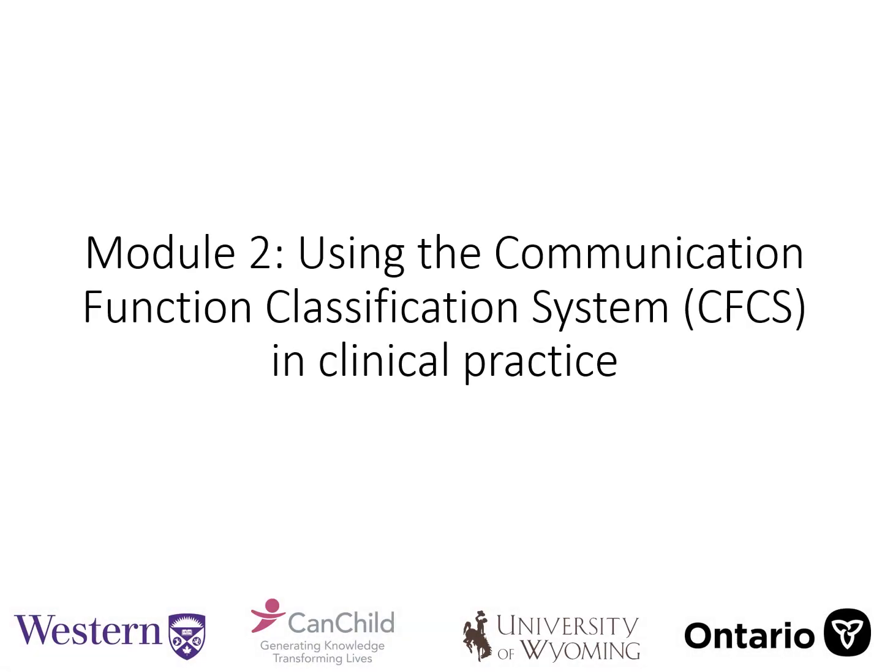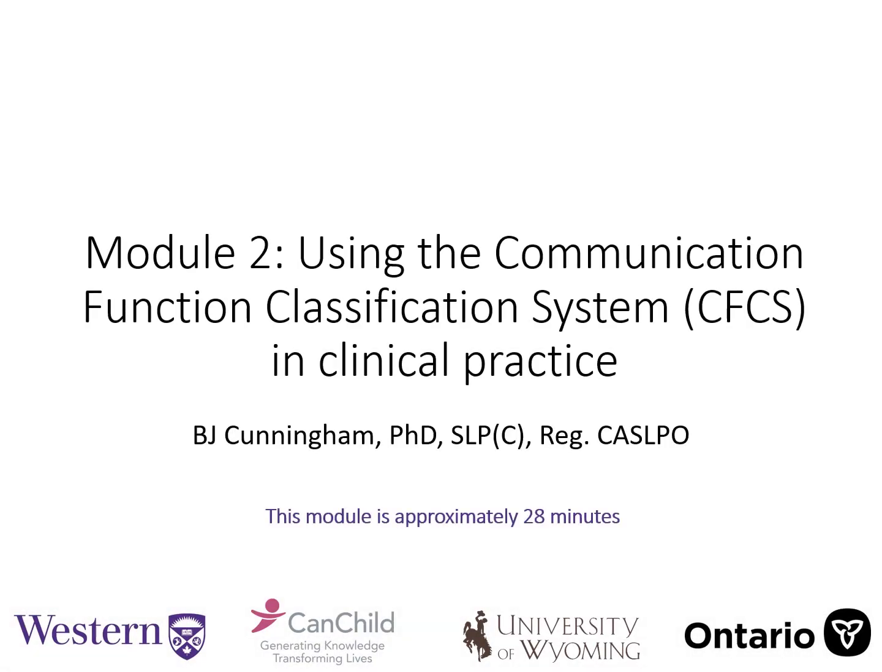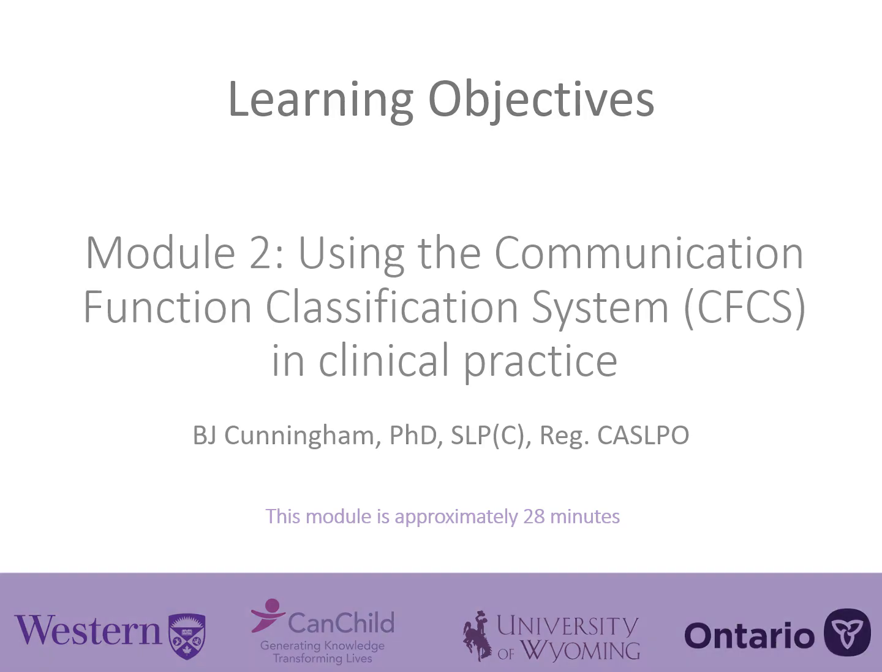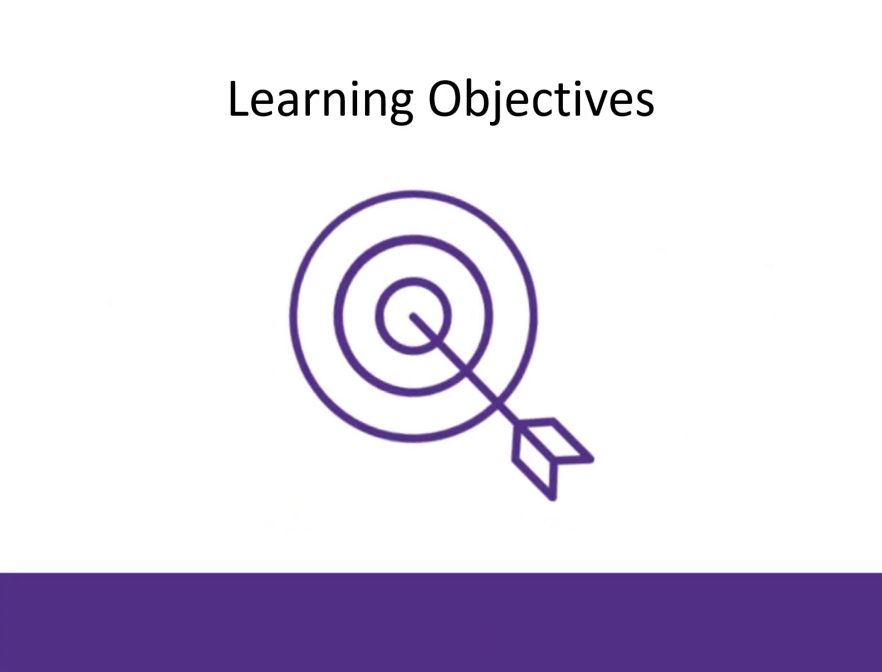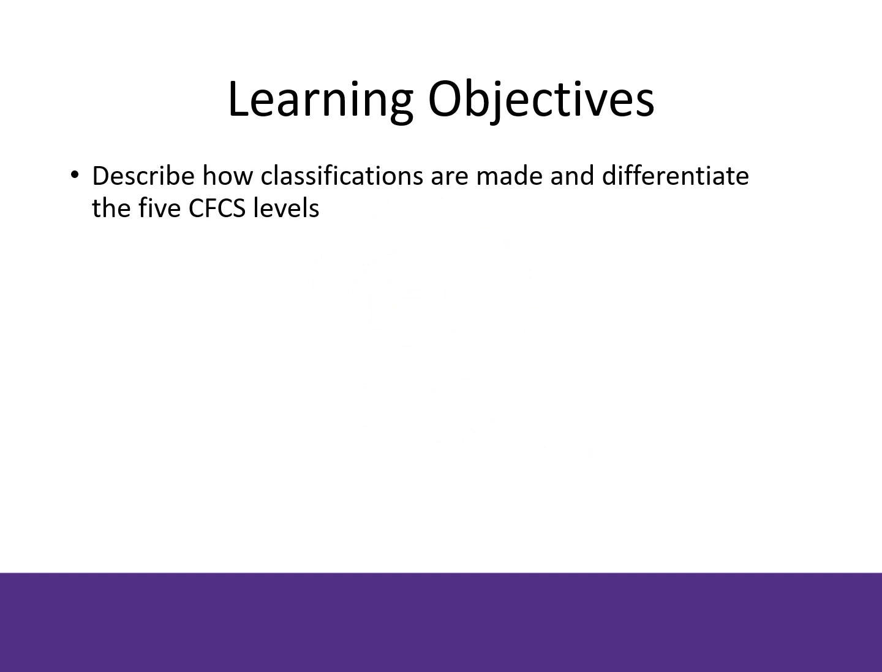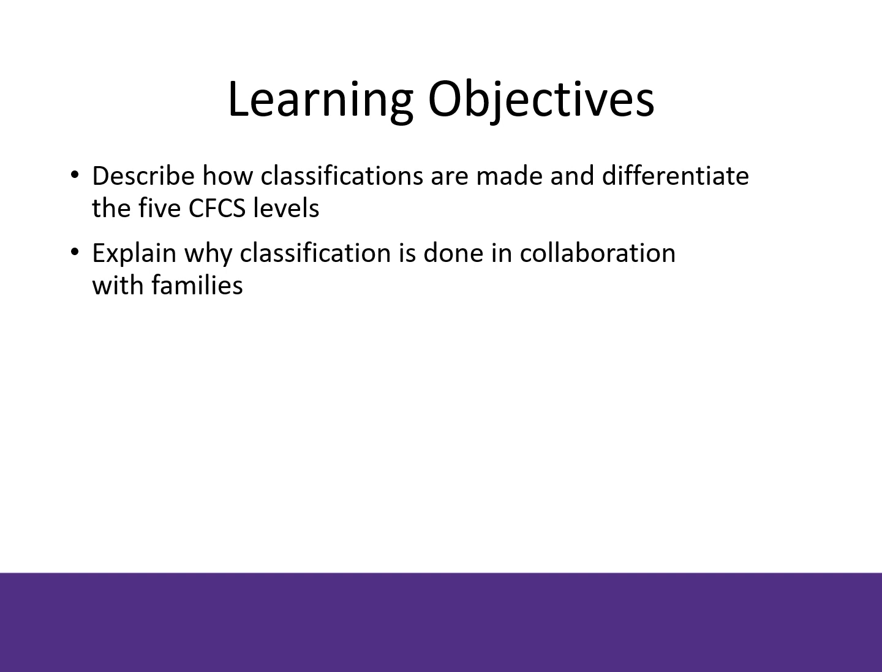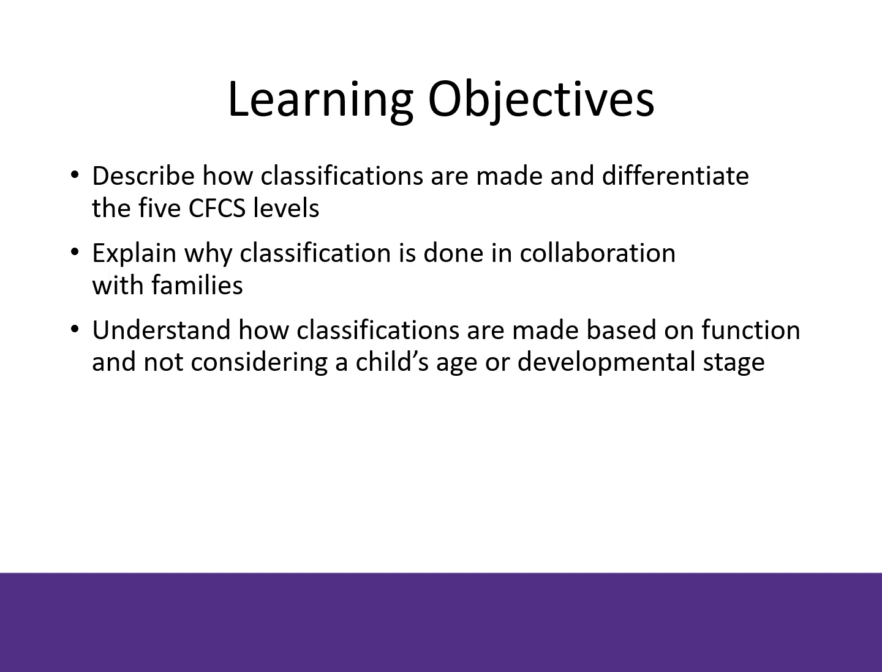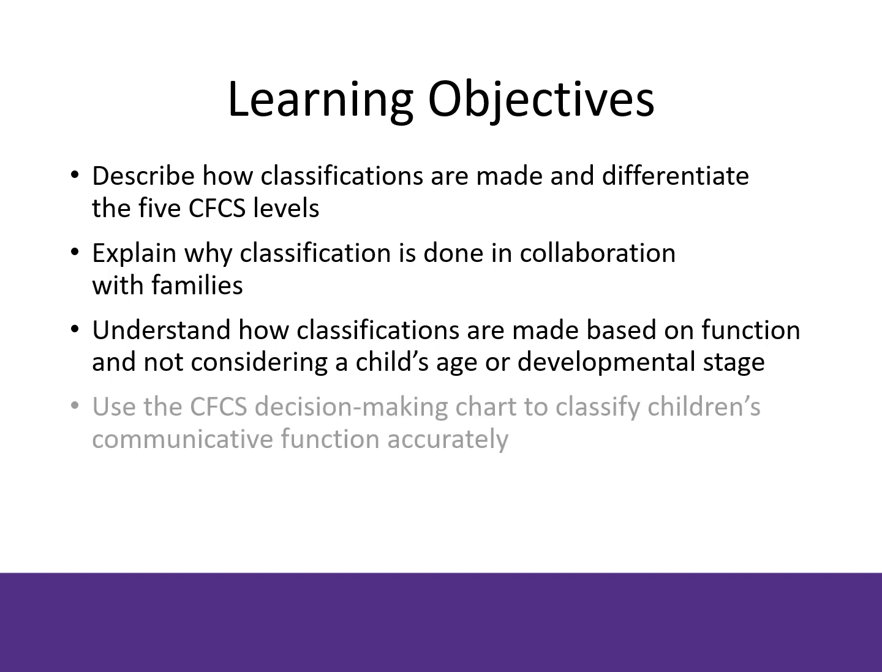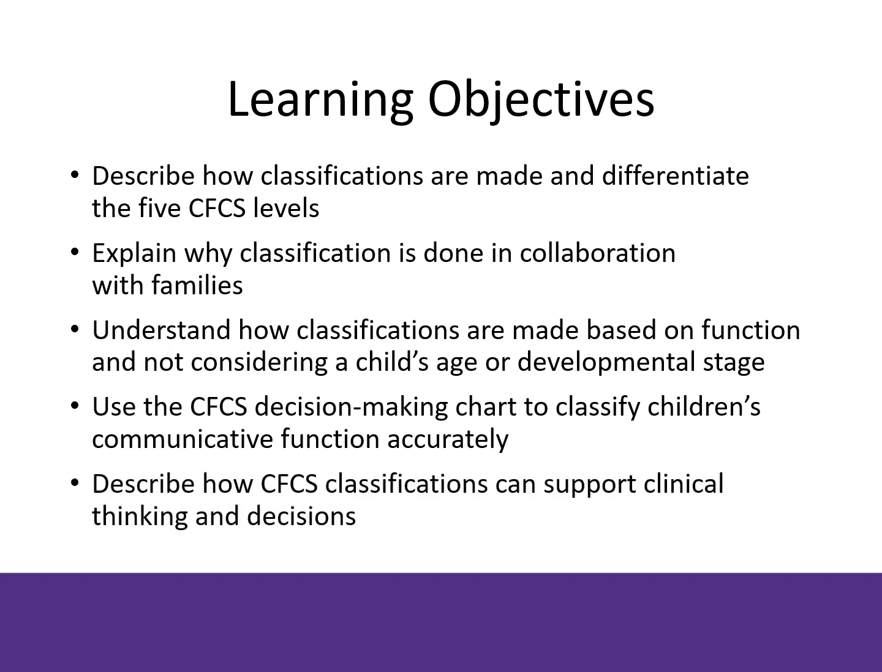Welcome to Module 2, Using the Communication Function Classification System in Clinical Practice. After completing this module, you will be able to describe how classifications are made and differentiate the 5 CFCS levels, explain why classification is done in collaboration with families, understand how classifications are made based only on function and not considering a child's age or developmental stage, use the CFCS decision-making chart to classify children's communicative function accurately, and describe how CFCS classifications can support clinical thinking and decision-making.